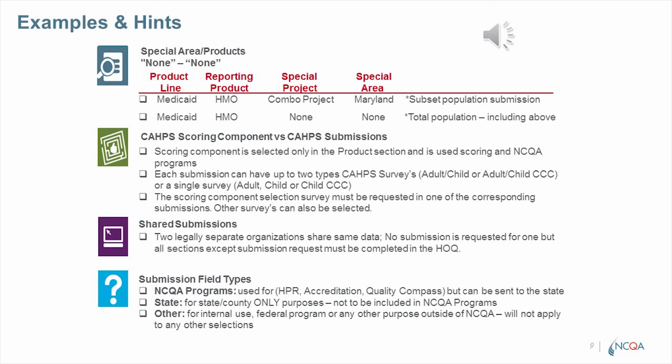Now, for state submissions, that basically is submissions that are for state or county only, not to be used with the NCQA programs. The other type is for internal use for your organization or federal programs or any other purpose outside of NCQA. So, anything that does not apply to the other two, NCQA programs or state, would be an other. And hopefully that gives a little bit of clarification.